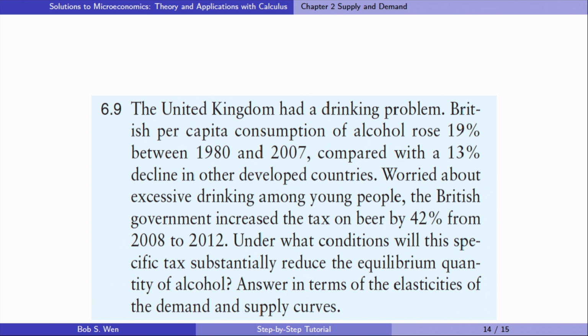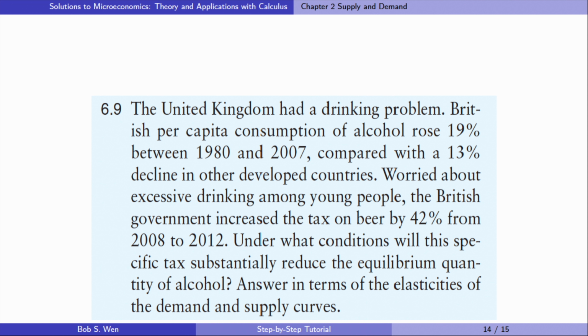Let's go to exercise 6.9. The United Kingdom had a drinking problem. British per capita consumption of alcohol rose 19% between 1980 and 2007, compared with a 13% decline in other developed countries. Worried about excessive drinking among young people, the British government increased the tax on beer by 42% from 2008 to 2012.